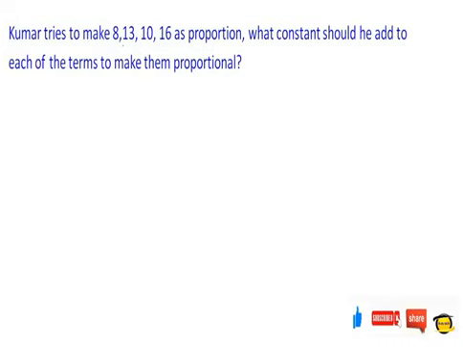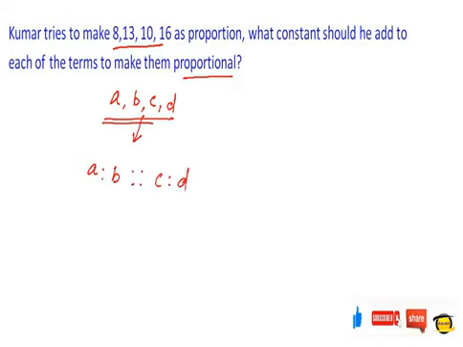Kumar tries to make 8, 13, 10 and 16 as proportion. What constant should he add to each of the terms in order to make them proportional? Now we know from the concepts of proportion that when we have 4 terms, let's assume A, B, C and D, these 4 terms are said to be in proportion when A is to B ratio is the same as C is to D, right?